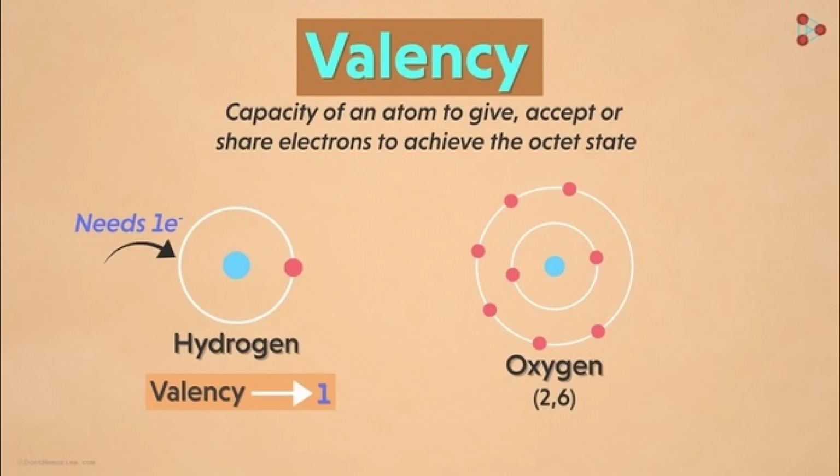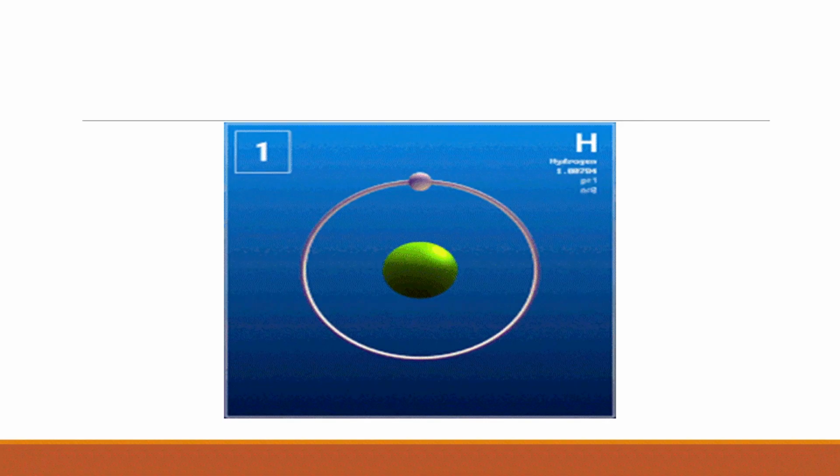The next is valency. What is valency? The capacity of an atom to give, accept or share electrons to achieve the octet state. Let's see with an example. See the first group elements. The first element is hydrogen. Hydrogen has only one valence electron.